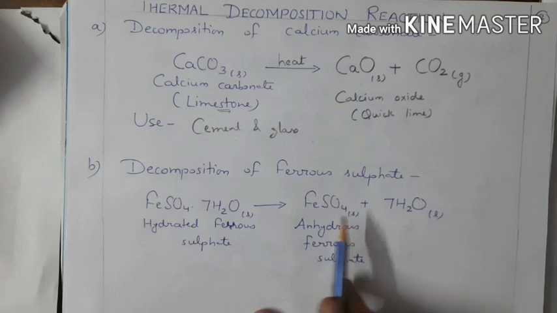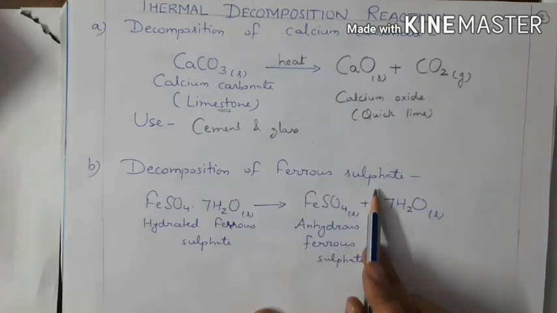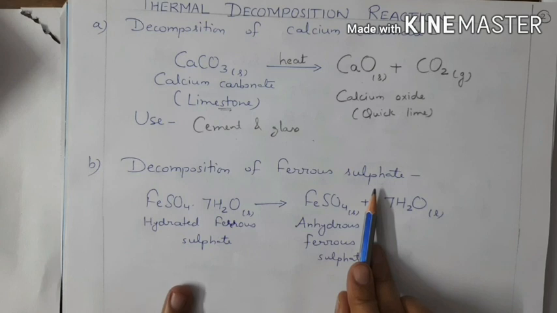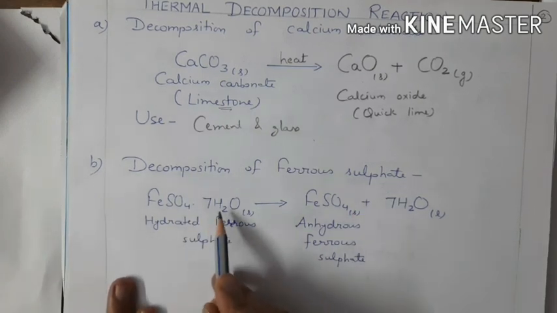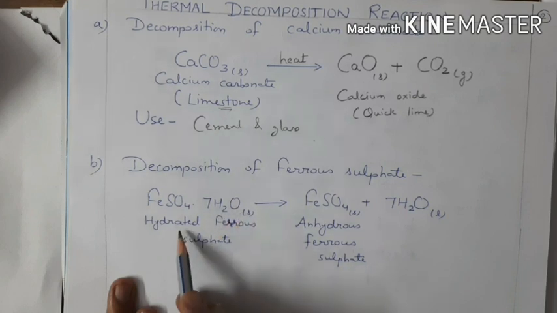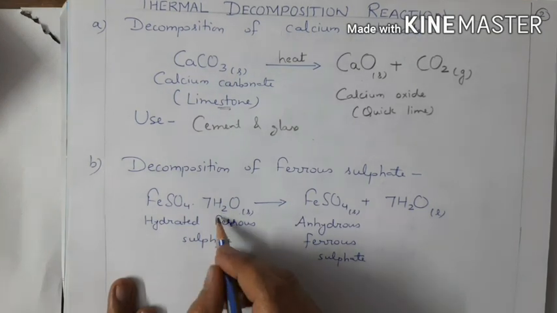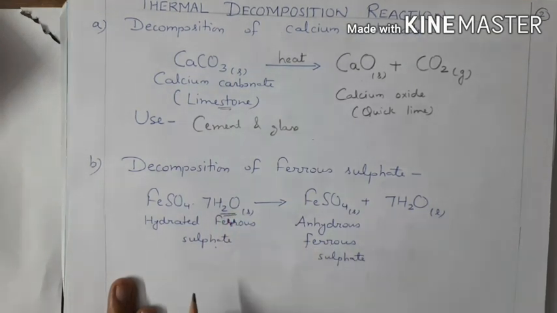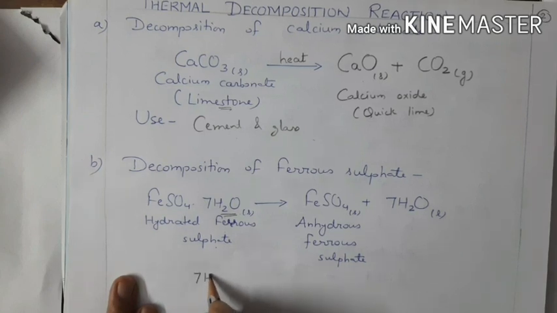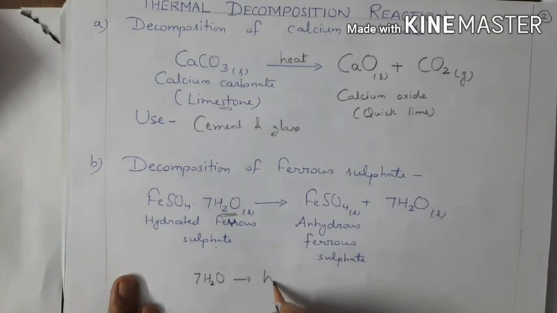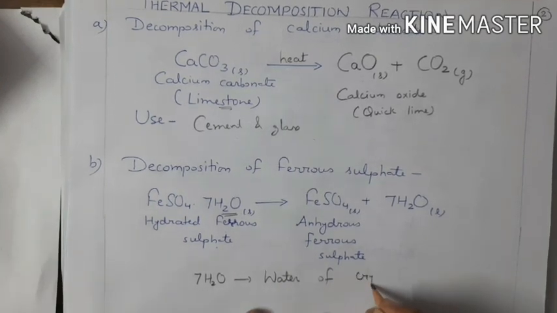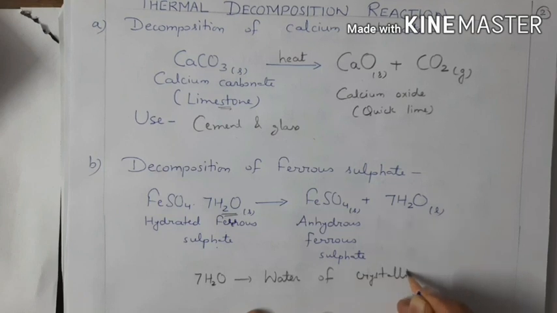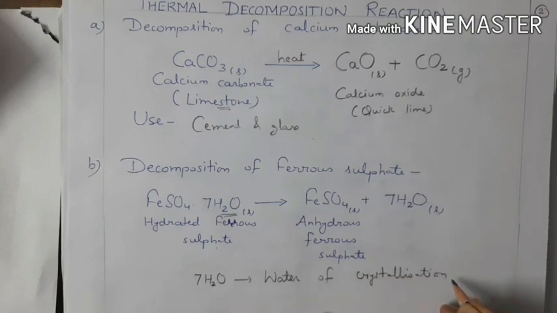Moving on to the next one, that is decomposition of ferrous sulfate crystals. Ferrous sulfate crystals have got the formula FeSO4.7H2O. This is also known as hydrated ferrous sulfate. Now, what does this 7H2O represent? This 7H2O here represents the water of crystallization. Now, what is water of crystallization?